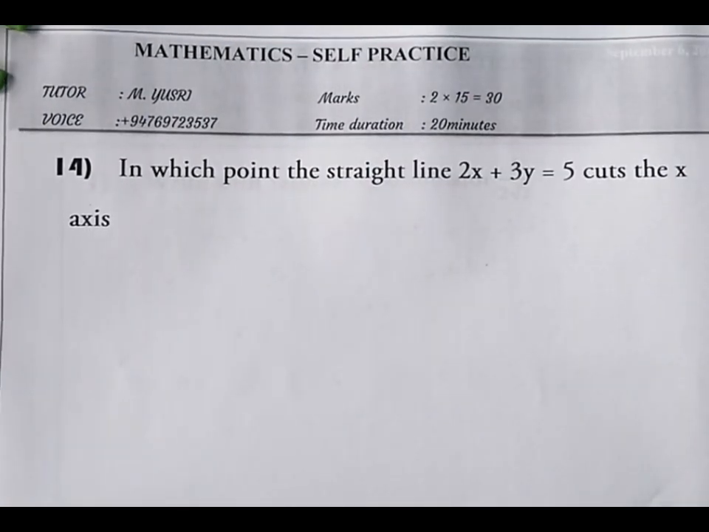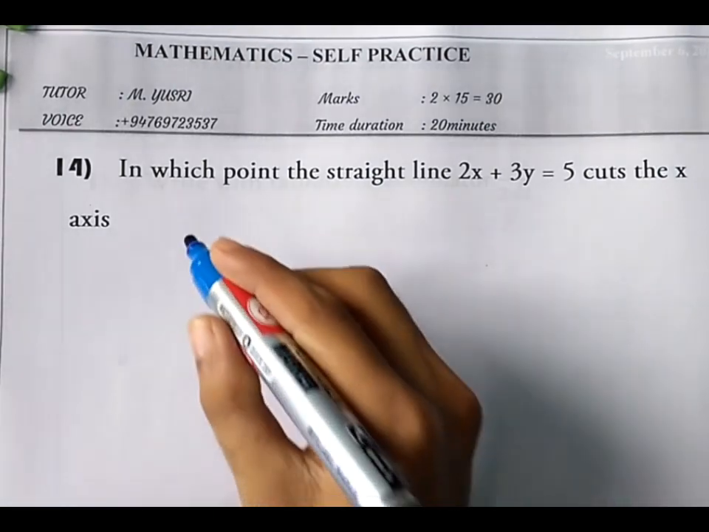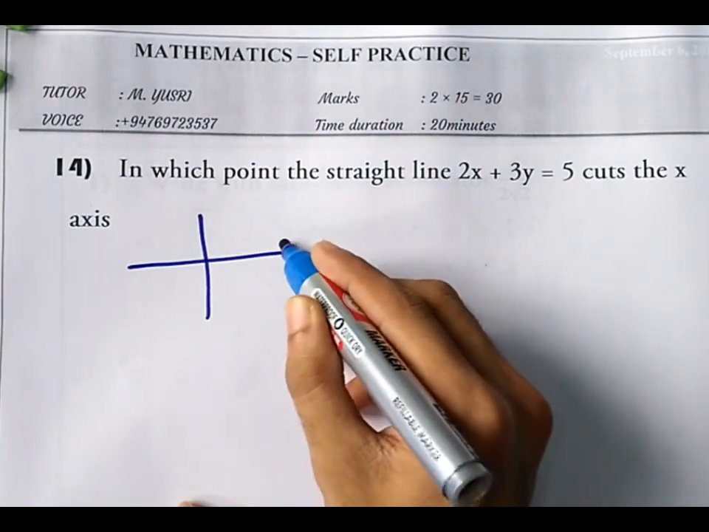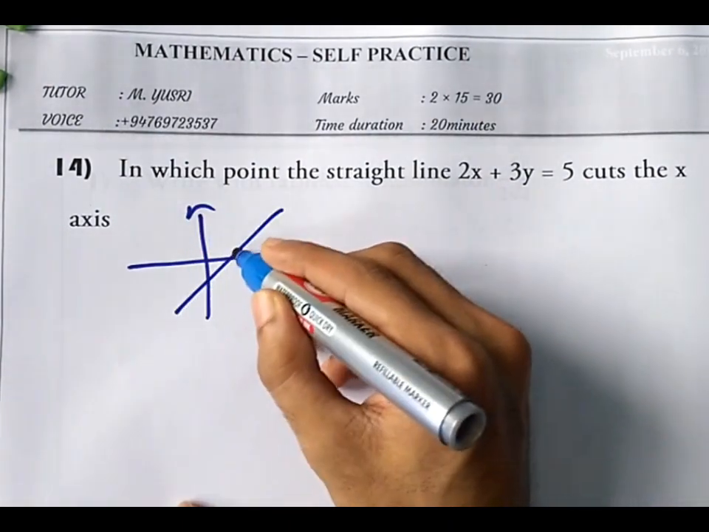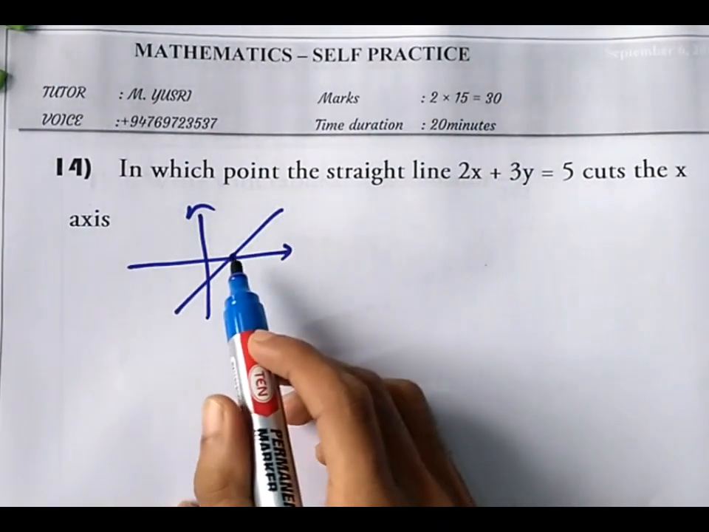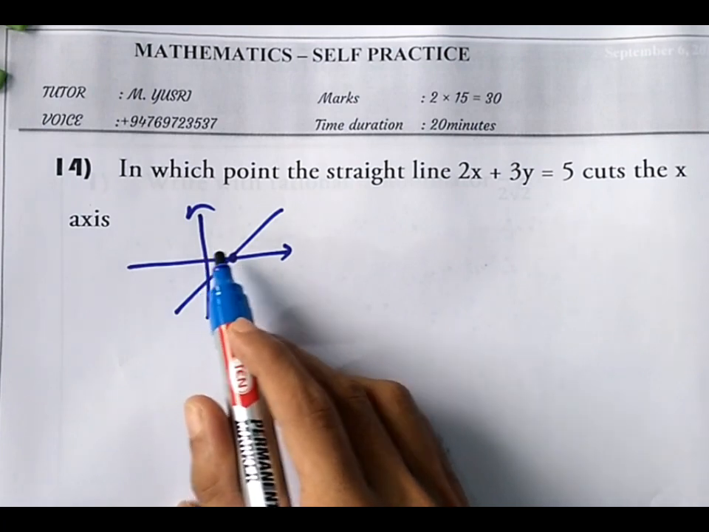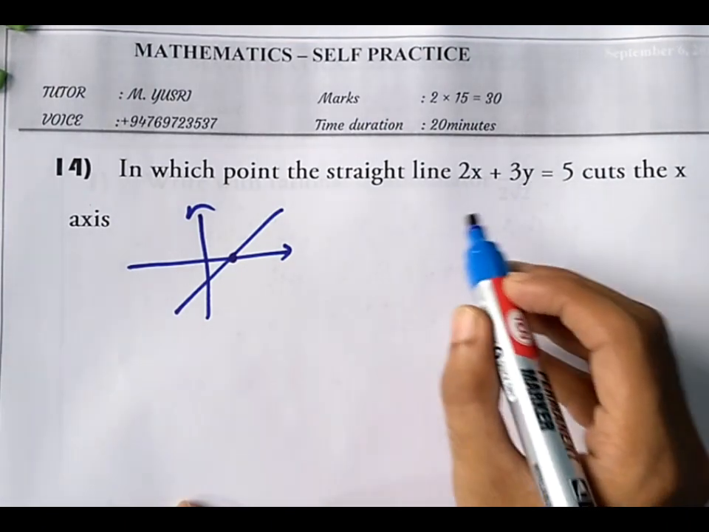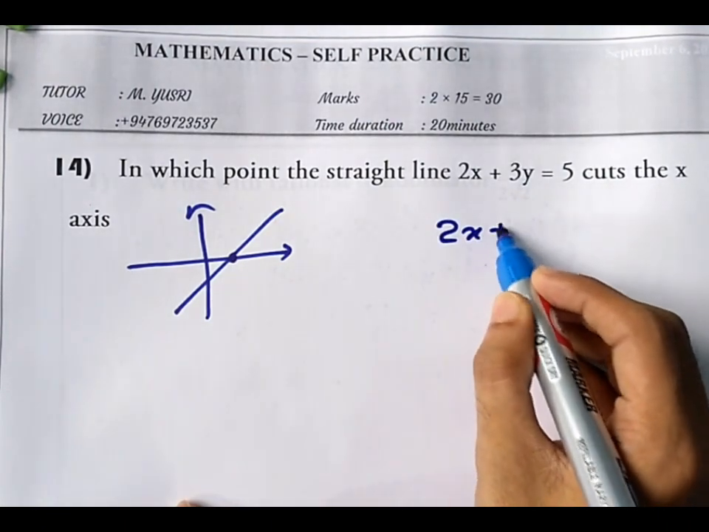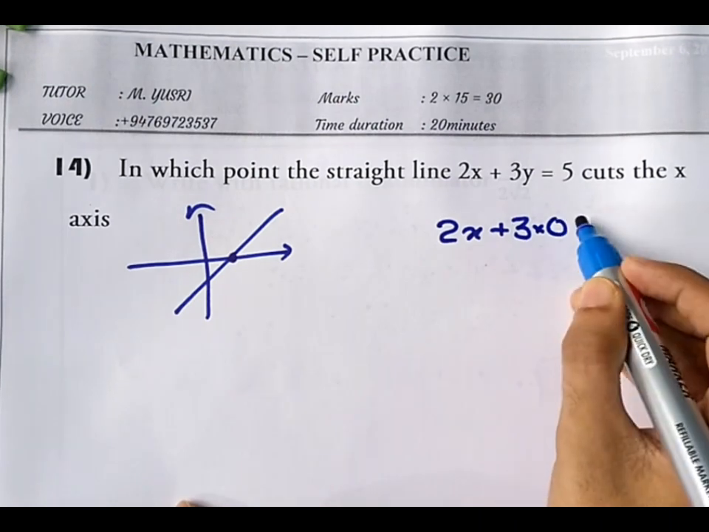This one is very easy. At which point does the straight line 2x plus 3y equals 5 cut the x-axis? When it touches the x-axis, what can you say about the value of y? The value of y is equal to 0. So now what do we have to do? Yes, we have to substitute 0 for the y value. So 2x plus 3 into 0 equals 5.